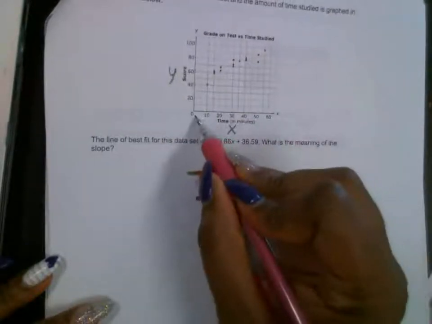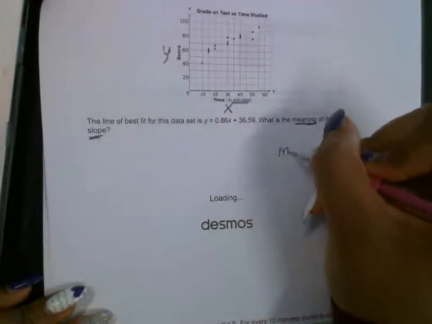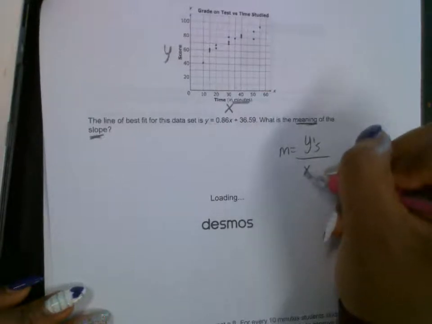Okay. Number 10, the relationship between the grades on the test and the amount of time studied. This is X, this is Y. This is the time in minutes that a person studied, and this is their score. Okay, their grade in the class, when they study on the test or something. What is the meaning of the slope? Again, when you're finding the meaning of the slope, remember the y's are on the top, y2 minus y1, the x's are on the bottom.